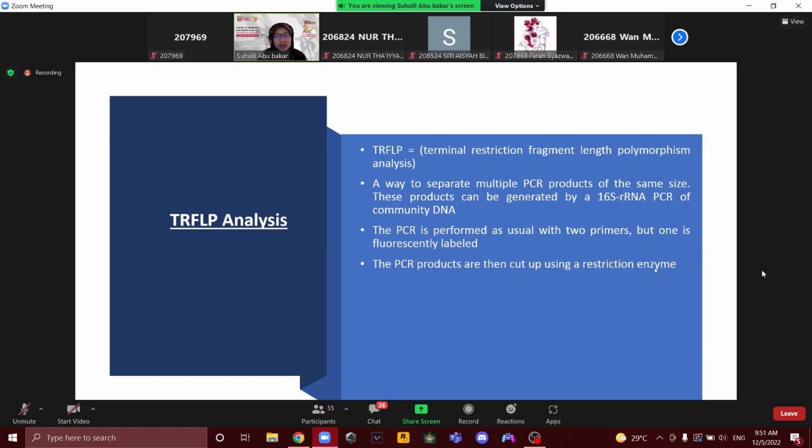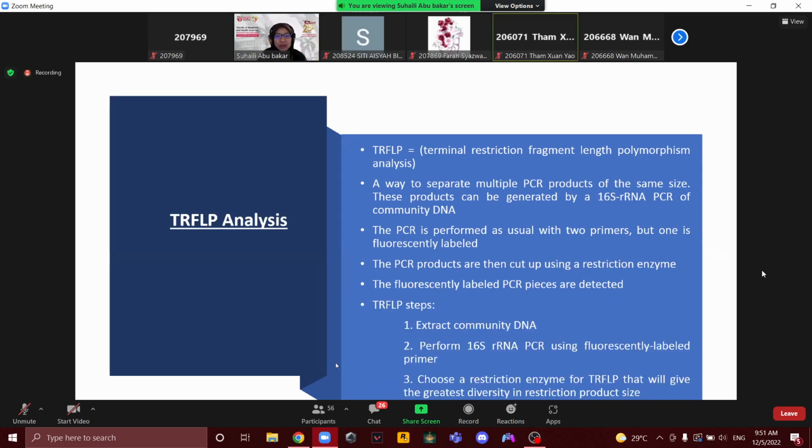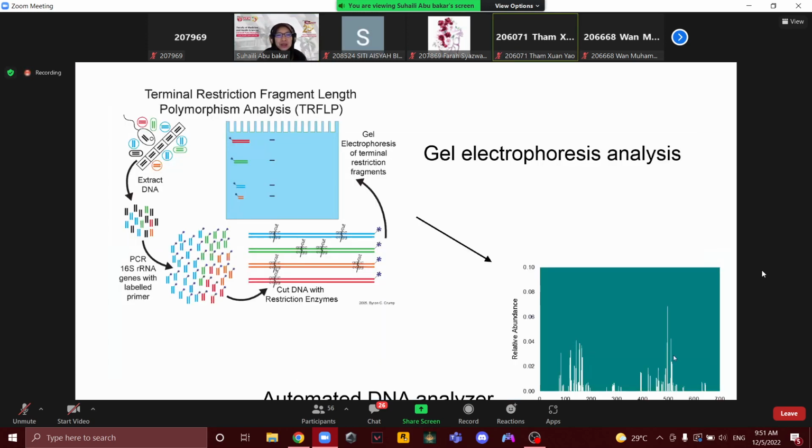Then cut using a restriction enzyme. In RFLP, no, both primers are not labeled with any dye. This is what we call dye, fluorescent. So then the fluorescent-labeled PCR products are detected. Right? Okay, this one. This is to show you.